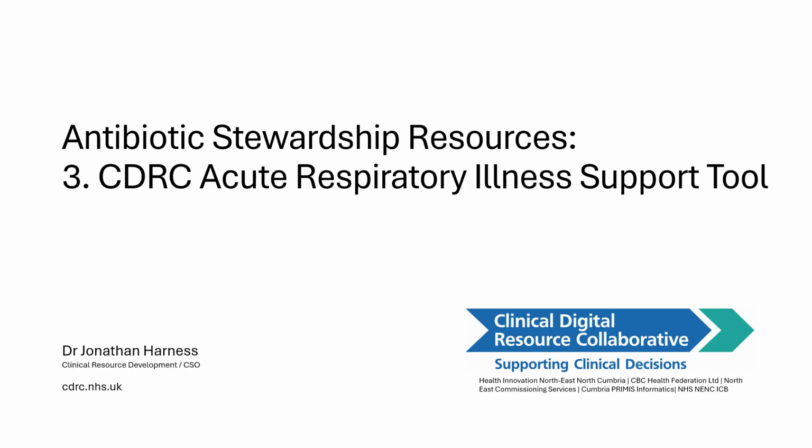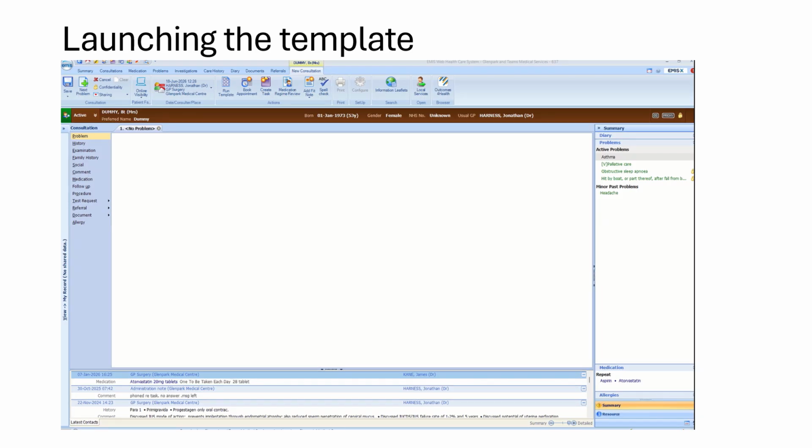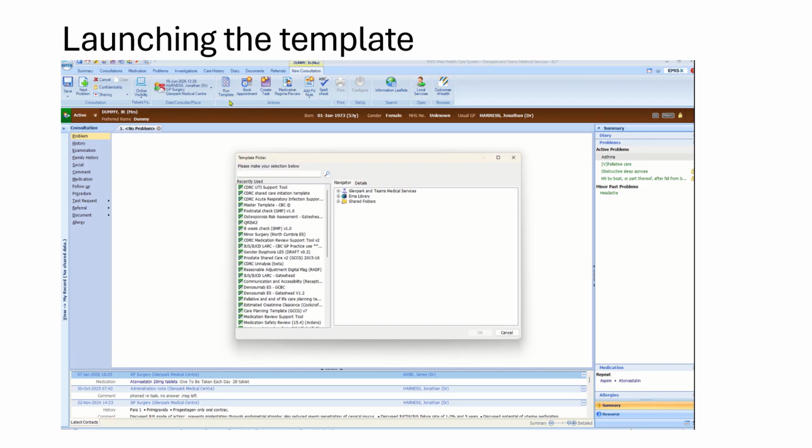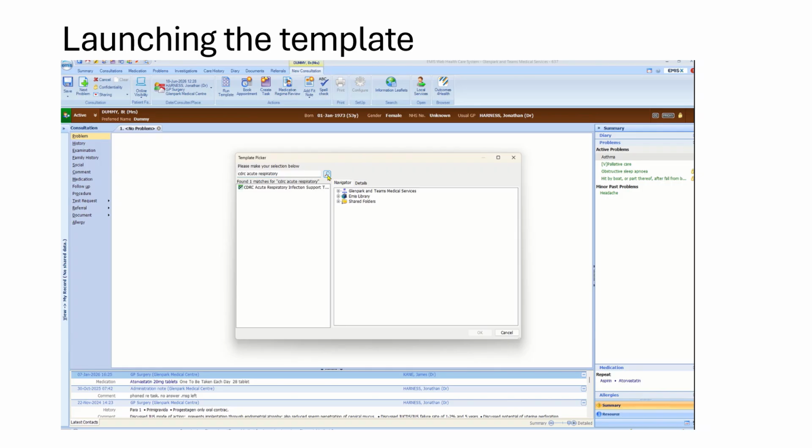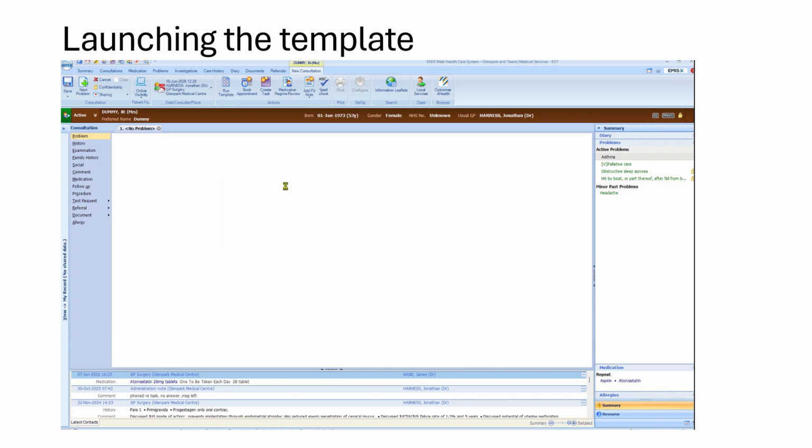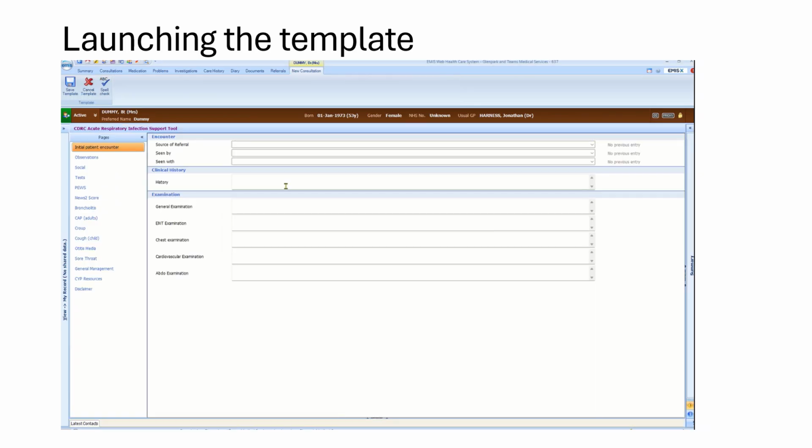In order to demonstrate, I will be using a live system, but all the data you'll see here will be on a dummy patient. In order to access the template, you will need to have activated it first. See the previous videos on how to do this. To launch it, click on Run Template and search for CDRC Acute Respiratory. That should be enough to find the right template. After you've used it once, it will show on your picking list.